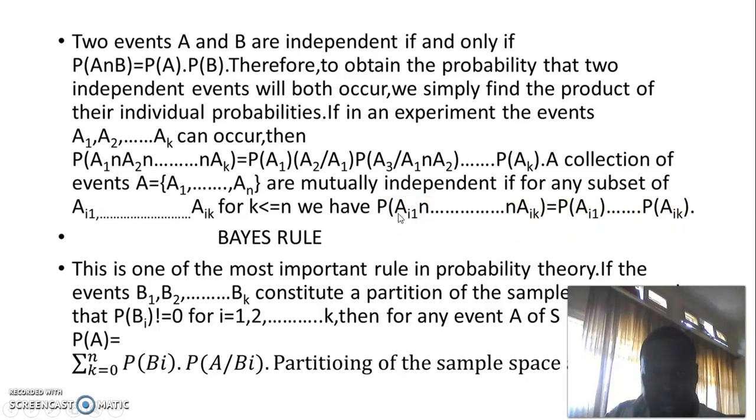Remember that this condition is true if they are independent, and if they are independent, then the probability of the intersection is equal to the product of the individual probabilities. This is what this rule is saying.